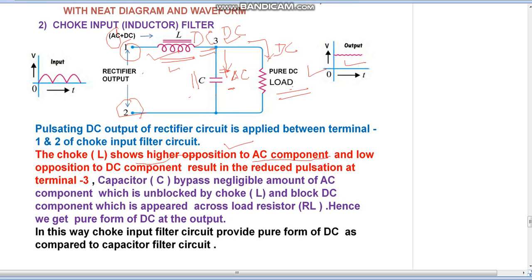In this way, the choke input filter circuit gives pure form of DC as compared to the capacitor filter circuit. That is the working of the choke input or inductor filter circuit. It is a combination of inductor L and capacitor C. Inductor L is connected in series with the rectifier output and capacitor C is connected in parallel to the rectifier output. Here double action of filtering takes place, so we are getting the most pure form of DC output voltage.